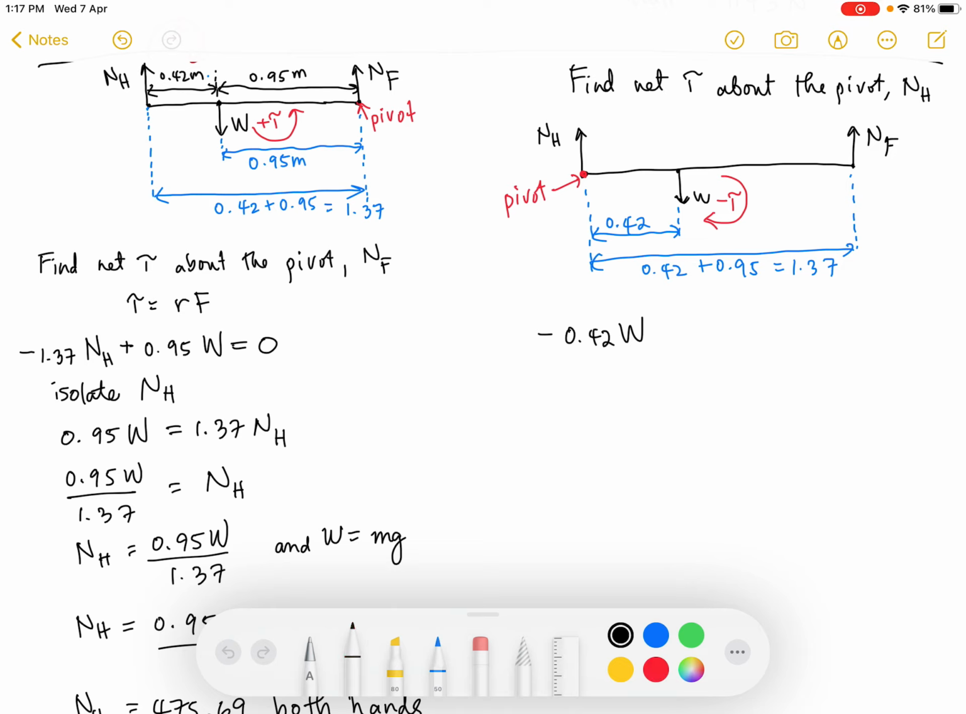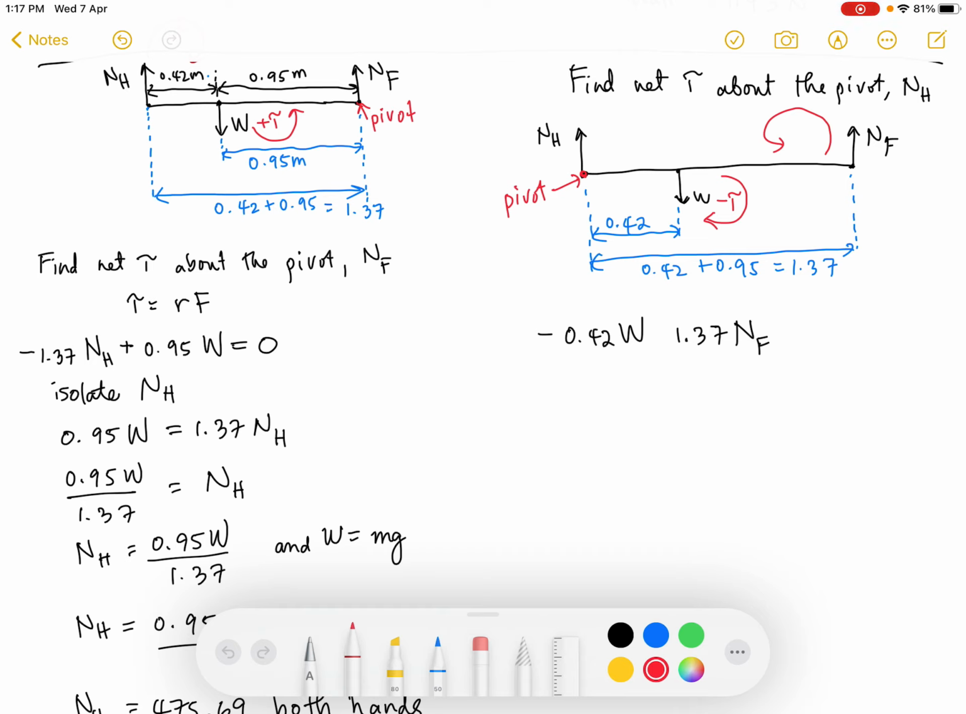Okay, let's now do the torque due to NF. Torque is lever arm times the force. The lever arm between NF and NH is 1.37. Multiply that by the force, which is NF. Now, NF is pointing upwards, so NF will rotate the man in an anti-clockwise direction, so that will be a positive torque.